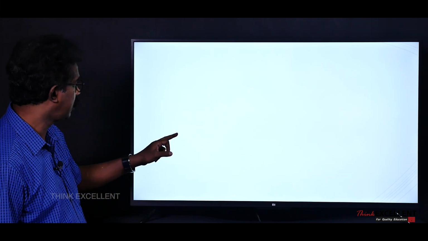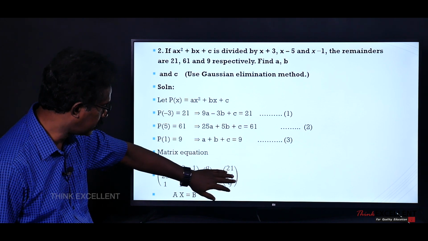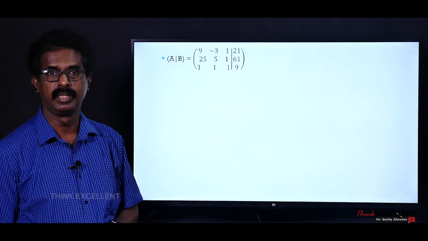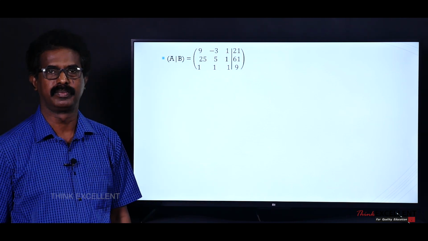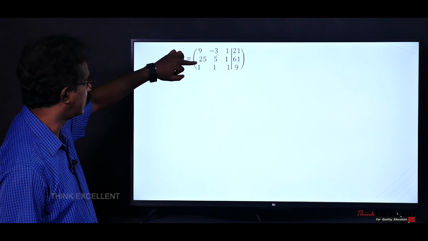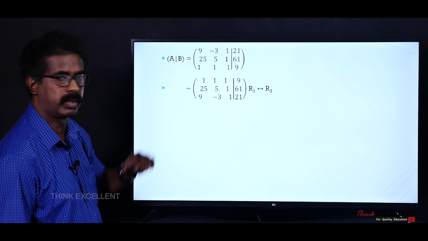What is that B here? This is B, right? A is this one and B is this one. So the augmented matrix AB is this one, A then B. Now reduce it into echelon form. So how can you reduce to echelon form? First row, first element we want 1. So interchange the first row and the third row. Interchanging the first row and third row, you will get this one.